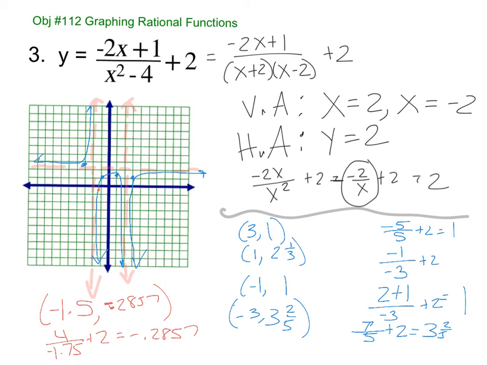If I plug in 1.5, -2 times 1.5 plus 1 gives me -2. 1.5 squared minus 4. So -2 divided by -1.75 plus 2, I end up getting 3.143. So I actually end up getting a point like right here.